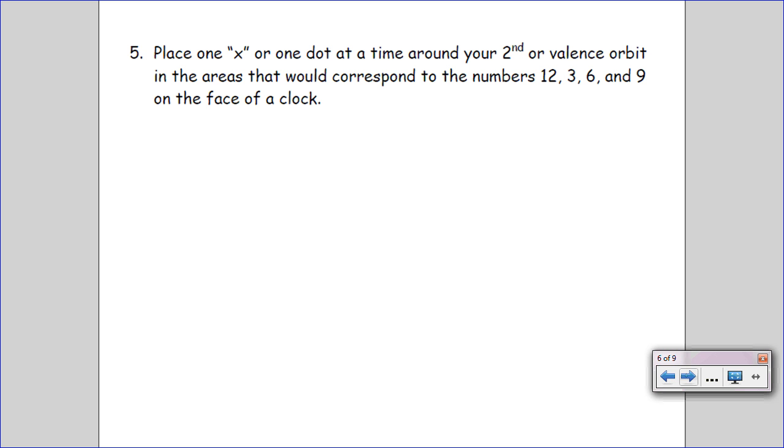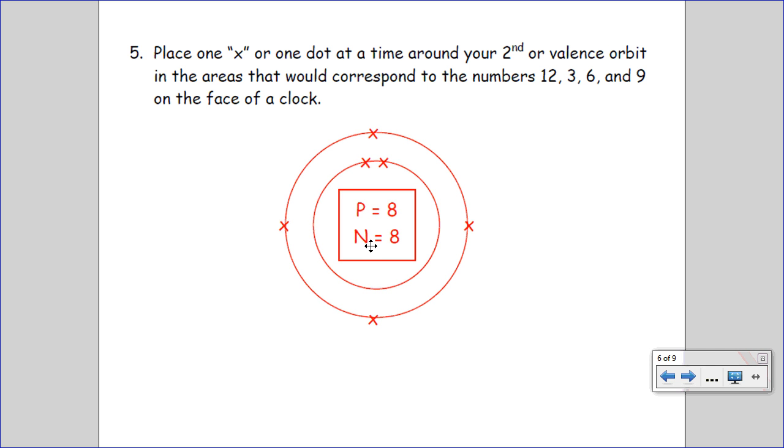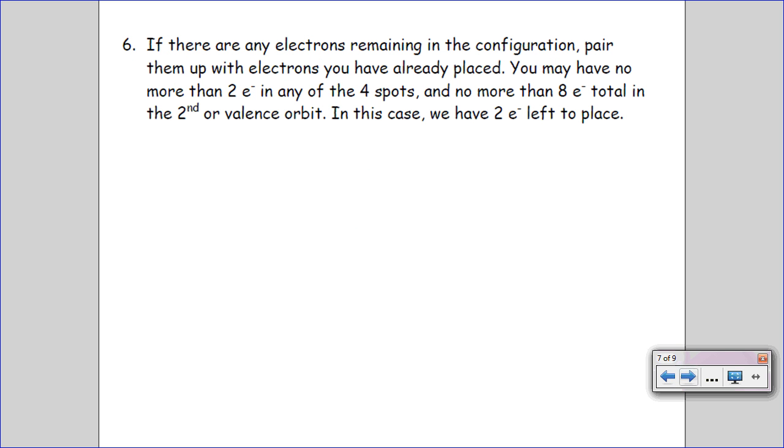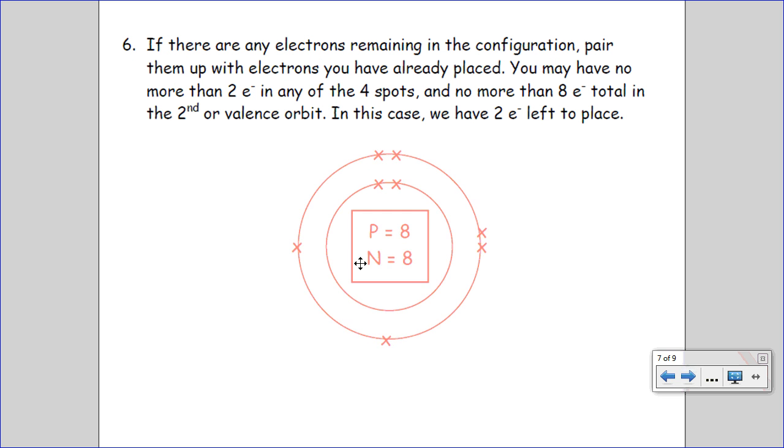Then you go to the second energy level and you put the other electrons in. You start by doing it at the clock positions, 12, 3, 6, 9. There is some discussion as to how this is done, quote, properly, but that involves an AP level conversation about quantum theory and hybridization of orbitals, which we're not going to go into. So the 3, 6, 9, 12 clock face method of filling in the electrons will work for your chemistry class. So what you've got to do is we filled in 4, and then we start pairing them up.